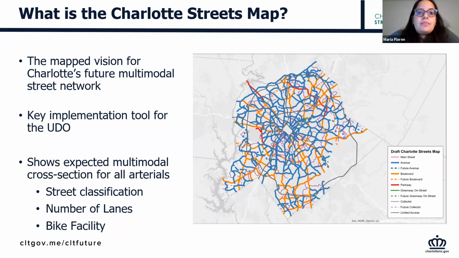Now that we have the streets map, the streets around the blue line were mapped and adopted in 2019, and the map remains in place, but will be ultimately folded into the citywide maps as shown here.